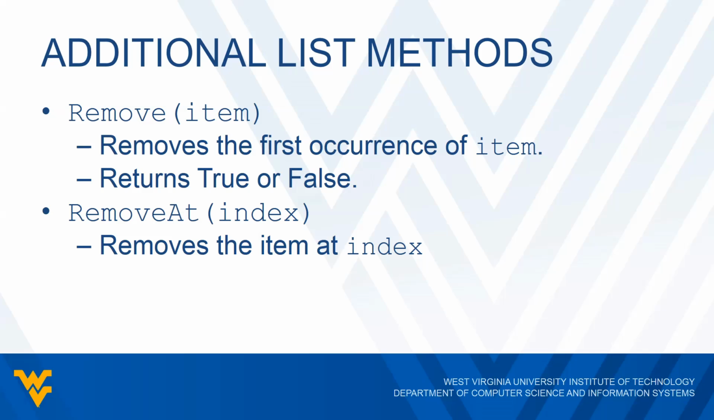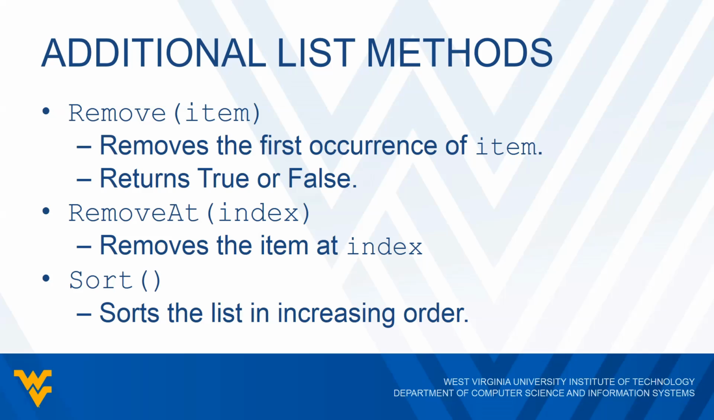Another method we can use is called the sort method. And this just simply sorts all of the items in the list in increasing order. So that's from smallest to largest.